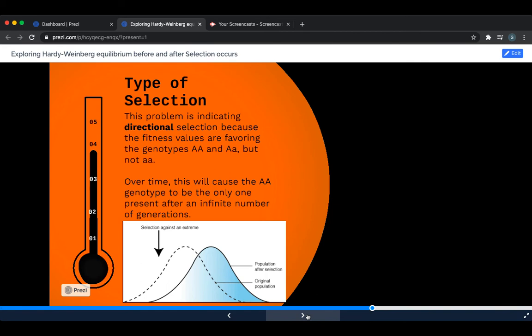This problem is indicating directional selection because the fitness values are favoring the genotypes big A, big A, but not little a. Essentially, every time you add a big A to the genotype, your chances of survival will increase. Over time, this will cause the big A homozygous genotype to be the only one present after an infinite number of generations.